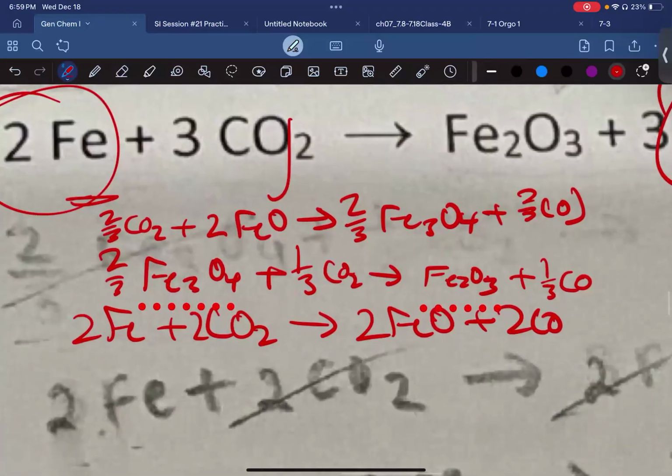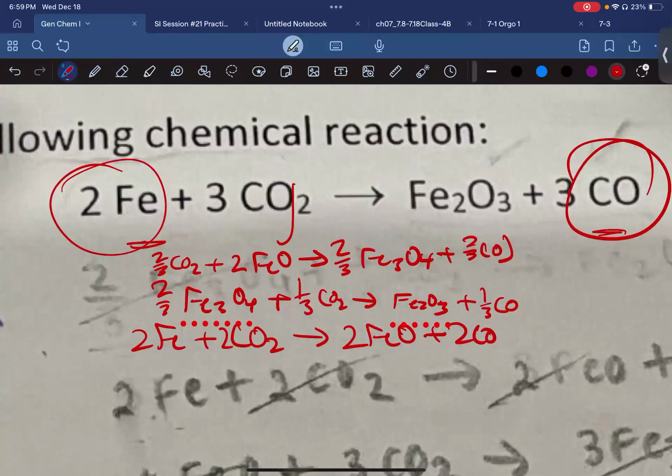So now I'm just going to cross out everything. Let's see what I need. We have iron, and iron's there. Fe3O4 crosses out with this, and FeO crosses out with this. Carbon monoxide we need. And so we have 3 carbon monoxides, and then we also have 3 carbon dioxides.